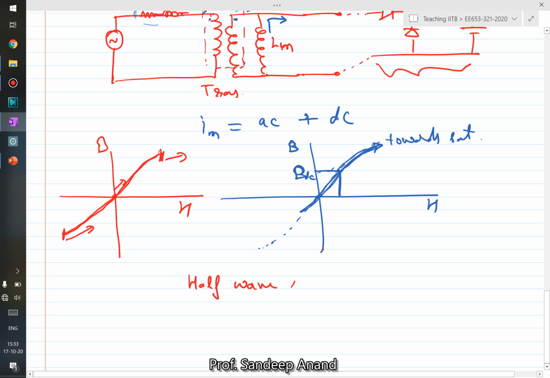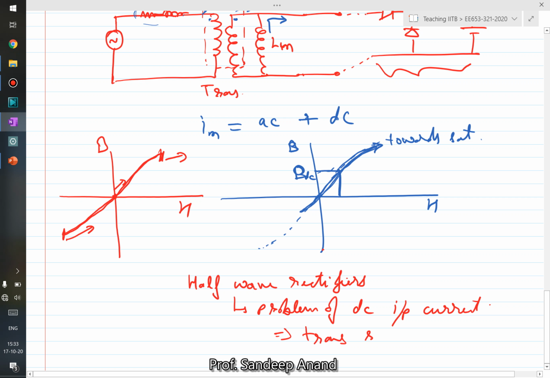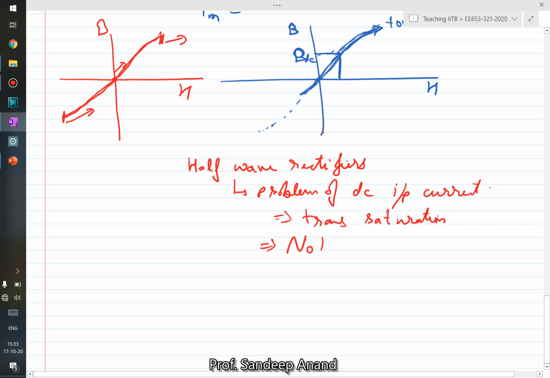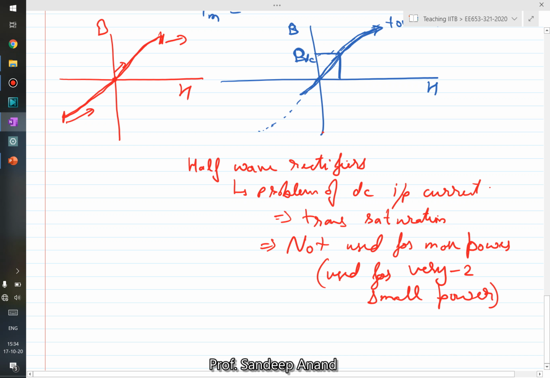Half wave: DC input current implies transformer saturation, implies not used for more power, used for very very small power, right? So this is one of the major limitations of such half wave rectifier circuits.